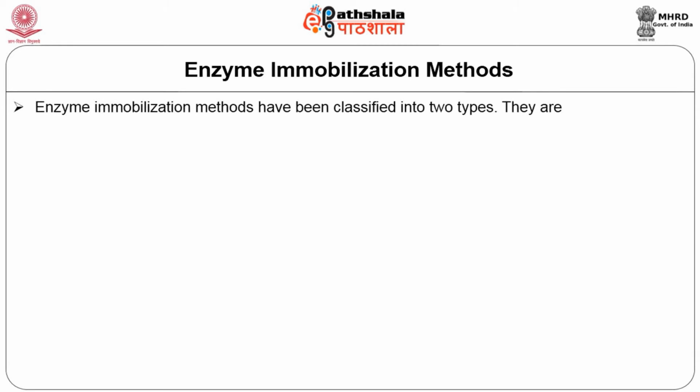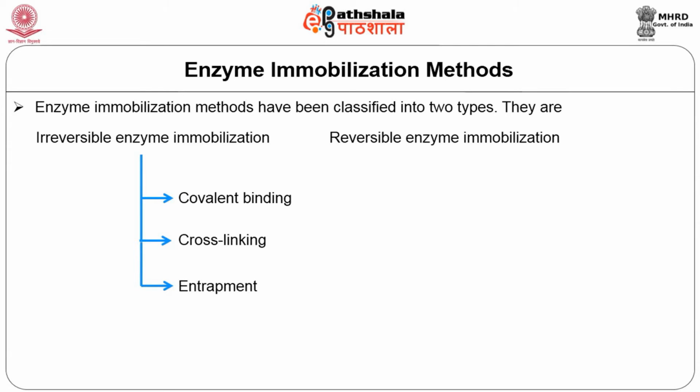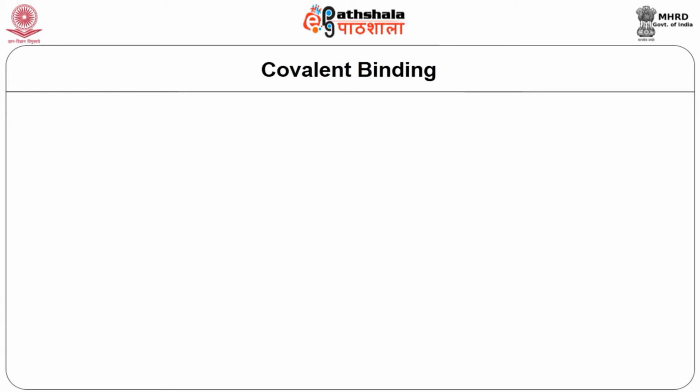Enzyme immobilization methods have been classified into two major types. They are irreversible enzyme immobilization and reversible enzyme immobilization methods. Irreversible enzyme immobilization includes covalent binding, cross-linking and entrapment. Reversible enzyme immobilization includes adsorption, ionic binding, affinity binding and metal binding.